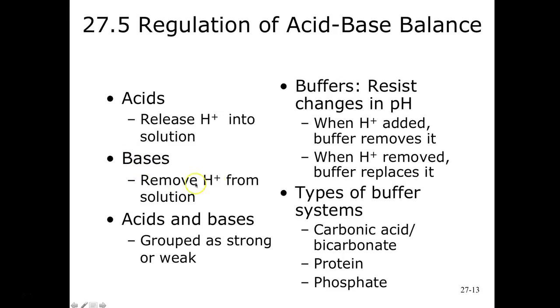If we have a base, that means we are removing hydrogens from that solution. So we take out some hydrogens and we go from that 6 to, let's say, an 8, okay? And acids and bases are going to be grouped whether they are strong or weak, just how we saw on the previous slide. Now we have some buffers in the body, and we'll talk about this in a moment, but what buffers do is they resist any changes in our pH, so that when we do add hydrogen, our buffer is going to be able to remove it. If we have hydrogen removed, then our buffer is going to replace it.